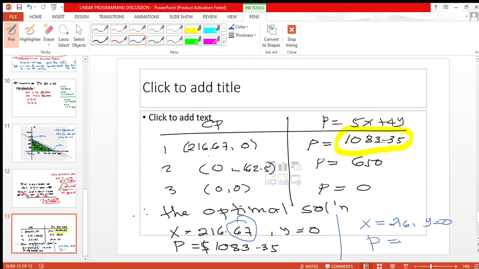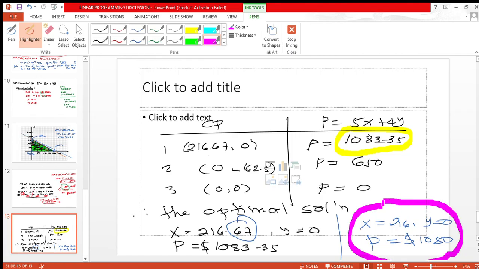Therefore, we can also recompute the profit. That will now become 5 times 216, which is 1,080. We're just doing a recomputation of the values because we are considering that our production must be a whole number. So we have to drop this part here to have a whole number answer. Therefore, this will now be our optimal solution. So that's an example of a linear programming problem using the graphical method.